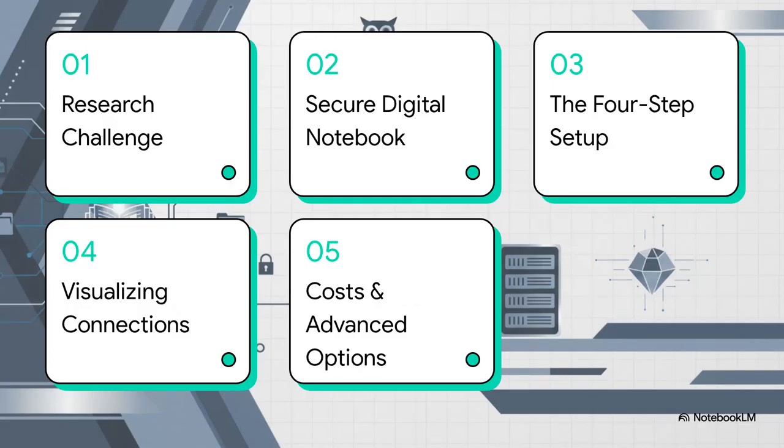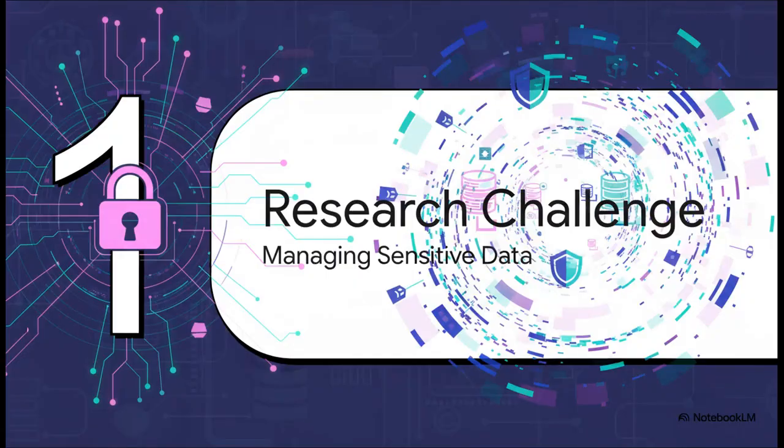Okay, so here's our mission briefing. We're going to start with the why, the challenge researchers are up against. Then, we'll introduce the solution, our digital notebook, and walk through a simple 4-step setup. After that, we'll get to the cool part, visualizing all those hidden connections. And finally, we'll cover what, if anything, this is all going to cost. So first up, let's define the problem we're trying to solve.